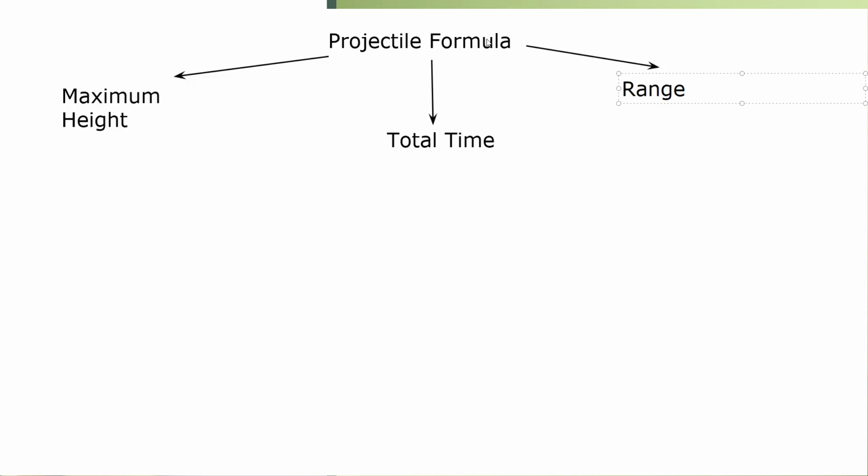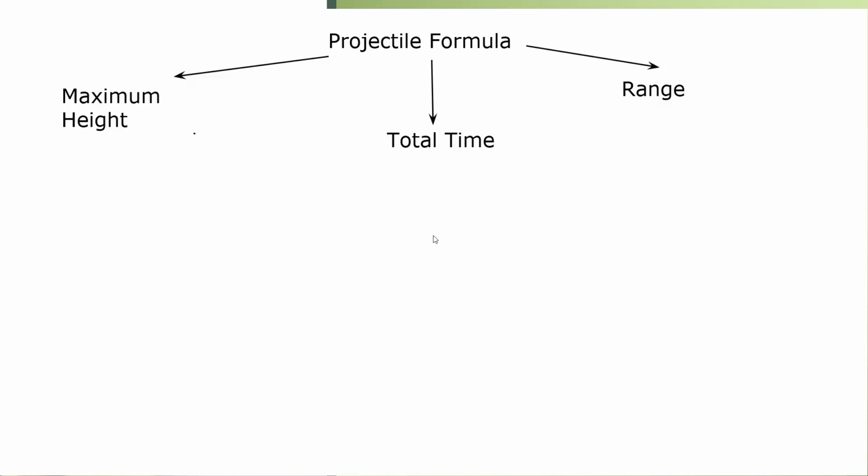So projectile motion, a two-dimensional motion, we can solve by taking the motion independently, horizontal and vertical, or you can also learn these formulas about the projectile. If we talk about the maximum height of the projectile, how did we do that?